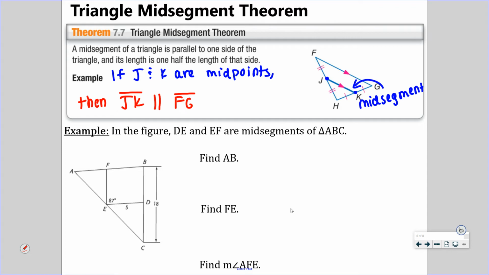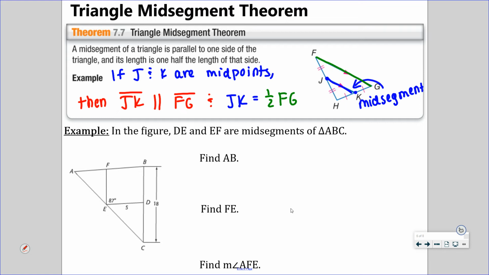Because obviously it's splitting into proportional parts, right? They're congruent. And what I was just talking about, JK is going to be exactly half the distance of that other side of FG. The mid-segment is going to be half the distance of that third side. Okay, don't let this picture confuse you. It's giving you 2 different mid-segments.